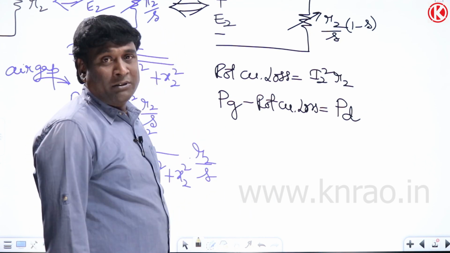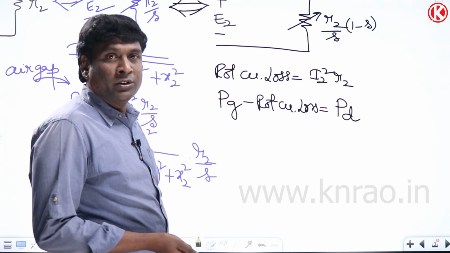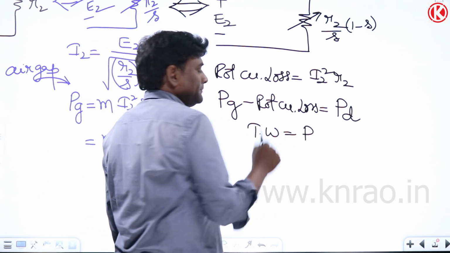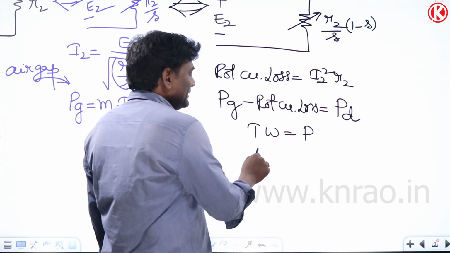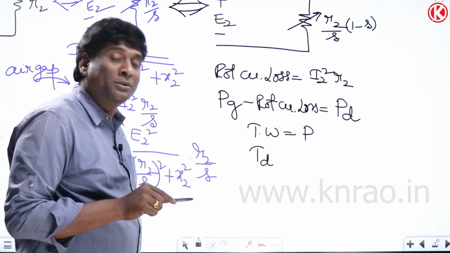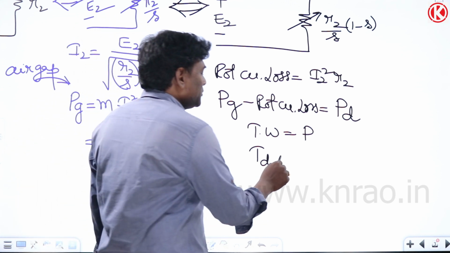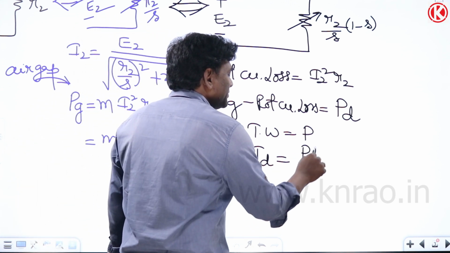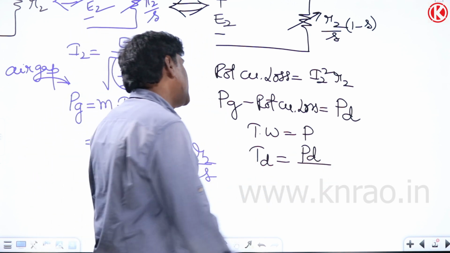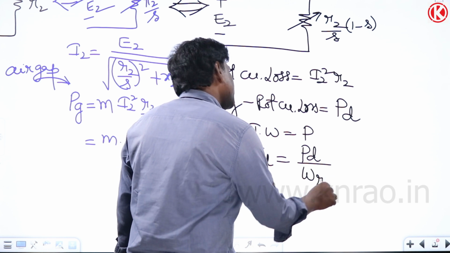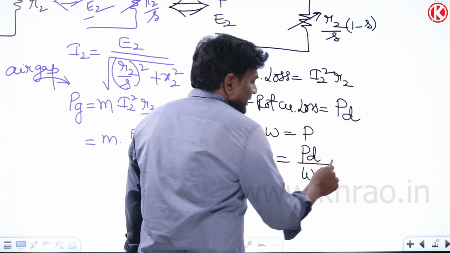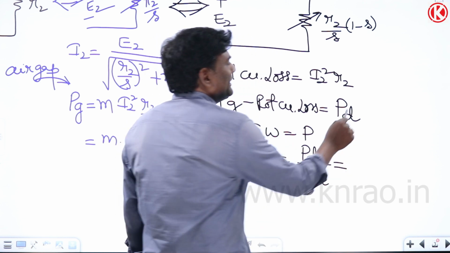Now, what is power from a mechanical point of view? Torque multiplied by speed is going to be power. Or I can say that the developed torque, the mechanical equivalent developed torque inside the rotor circuit, is going to be power developed divided by rotation of the rotor circuit. What is rotation of the rotor circuit? It is going to be omega R.